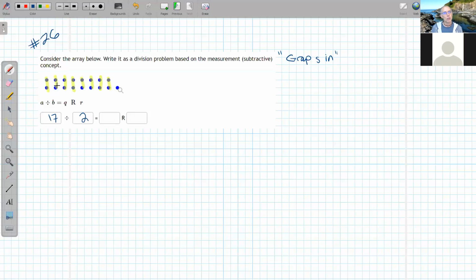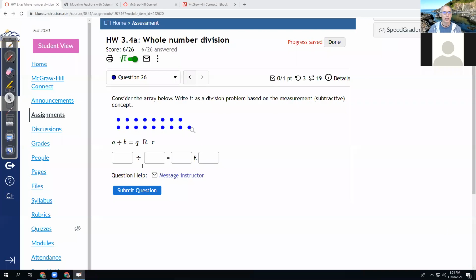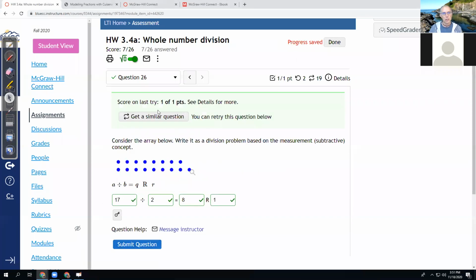Now, how many groups are there? Well, there are 8 of those groups, but then there's 1 left over. So that's what I was seeing when I looked at this problem. So let's plug that in and do a different version. Make sure I'm following my own directions properly. 17 divided by 2 is 8 with a remainder of 1. Okay, so I did it right. So let's try it again.